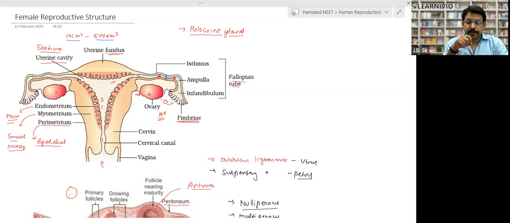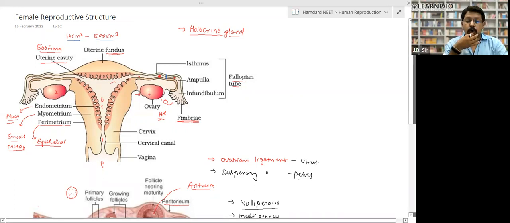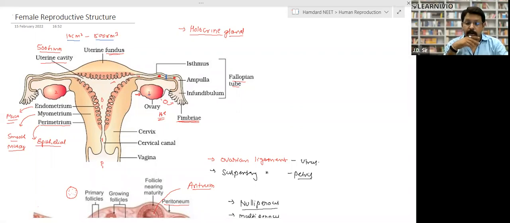How does this process work? Scientists still do not know. It is still an undiscovered thing. Scientists do not know how this function takes place, that alternately every ovary secretes the ova. But that is true. Every month, both ovaries do not secrete the ova. In an alternate way, every ovary secretes the ova.